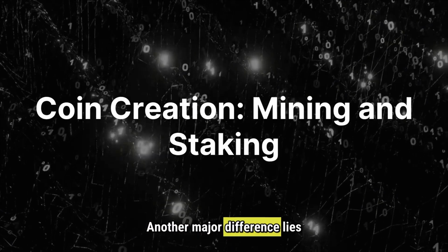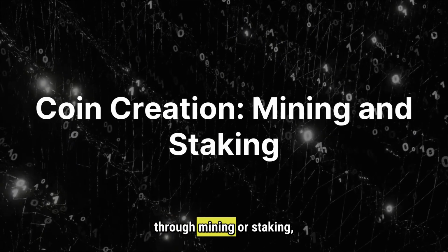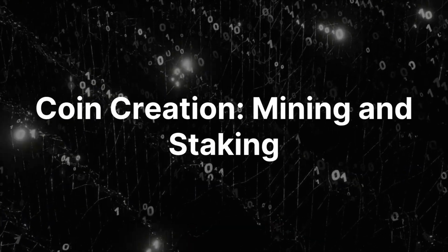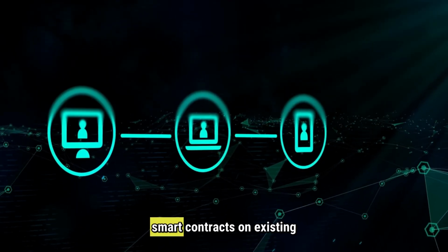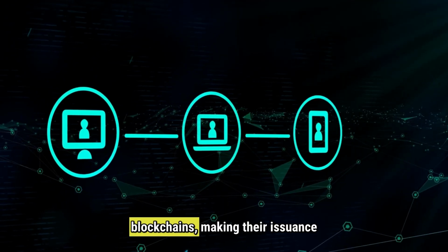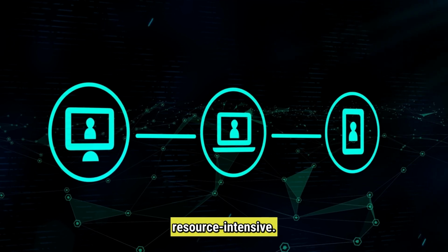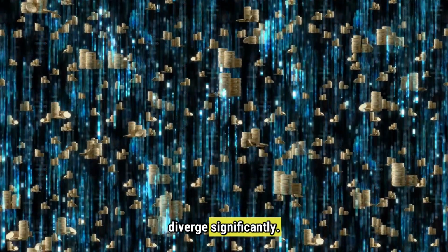Another major difference lies in their creation. Coins are typically generated through mining or staking, which are resource-intensive processes. Tokens, on the other hand, are created using smart contracts on existing blockchains, making their issuance more flexible and less resource-intensive.